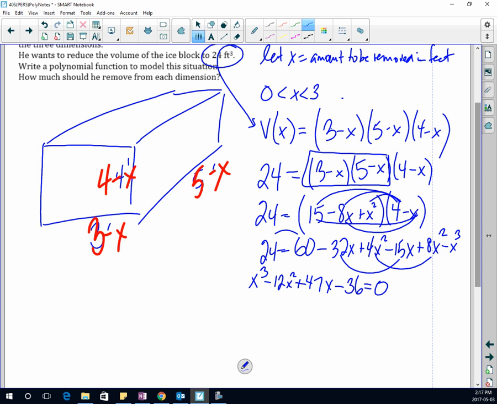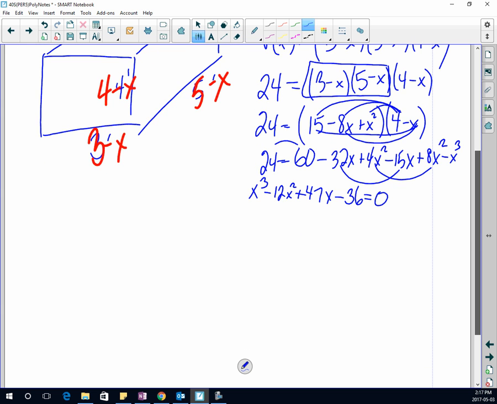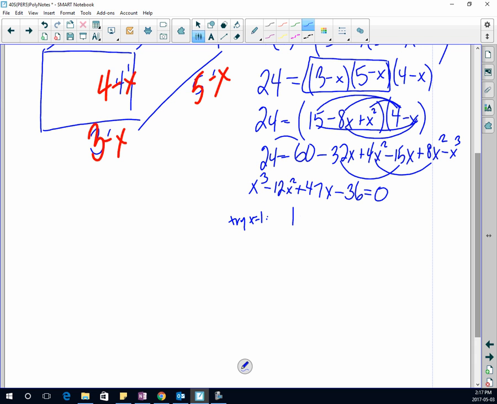Okay, does everybody remember my restriction says it has to be between 0 and 3? So what should I choose? Let's try 1. Okay, so try x equals 1. 1 cubed would be 1 minus 12 plus 47 minus 36. So I have 48 minus 48. So we get 0. So 1 worked.